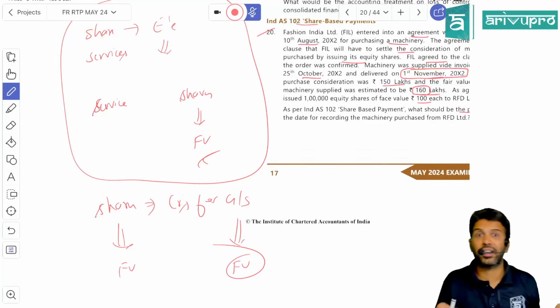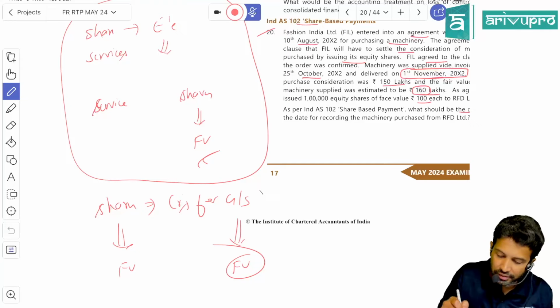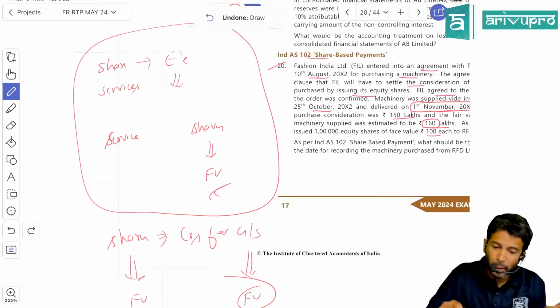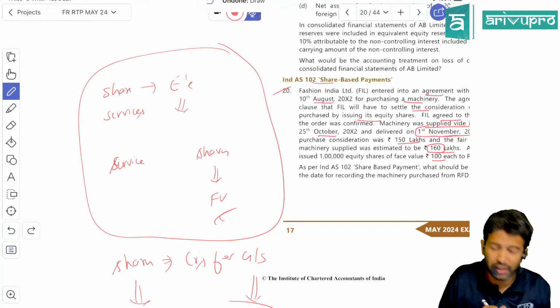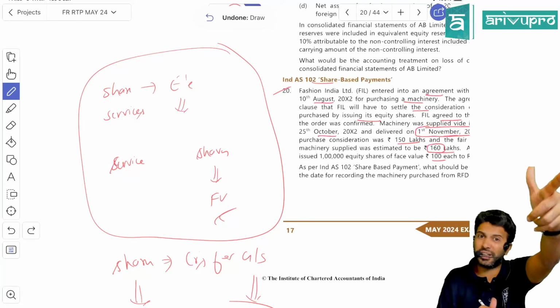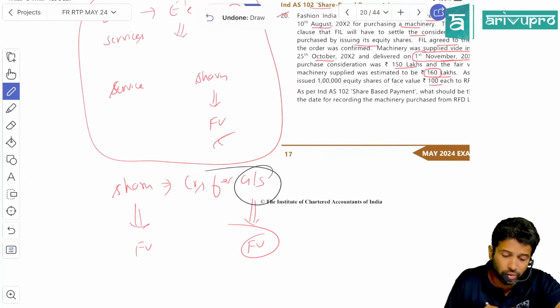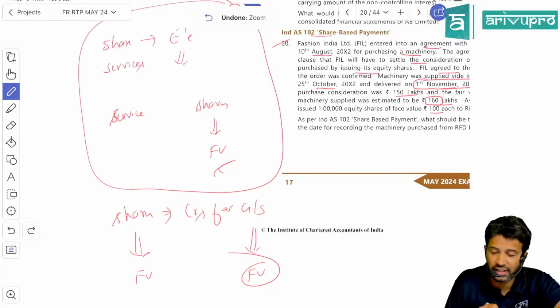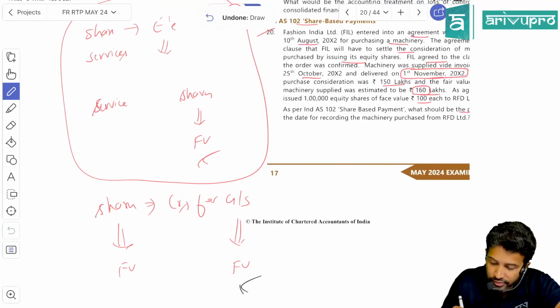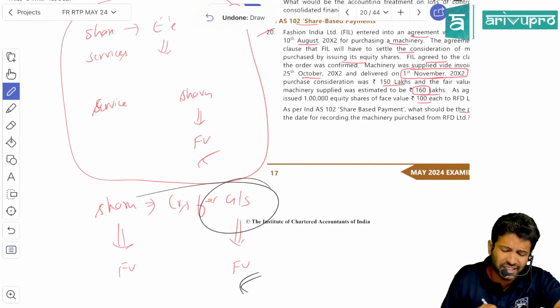We discussed this in our regular class. Whenever shares are given to others, for employees it is difficult to measure the fair value of service because it's a time value measurement. But whenever some other third party is giving some goods or service to you, and if shares are given, which one do you take, sir? Fair value of goods or service, because it's easy to determine.